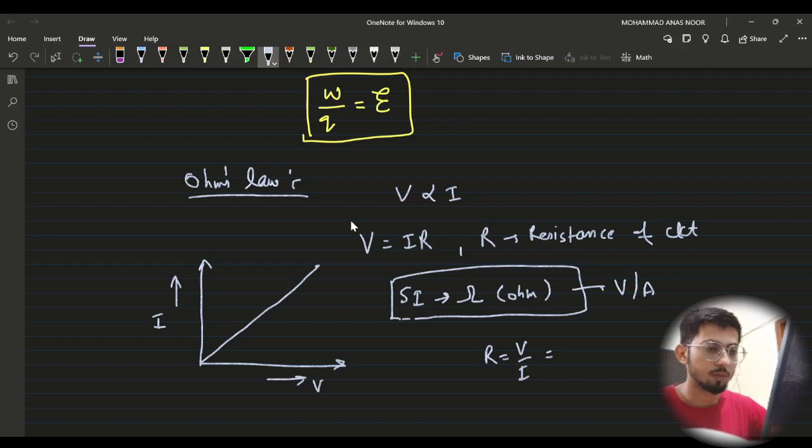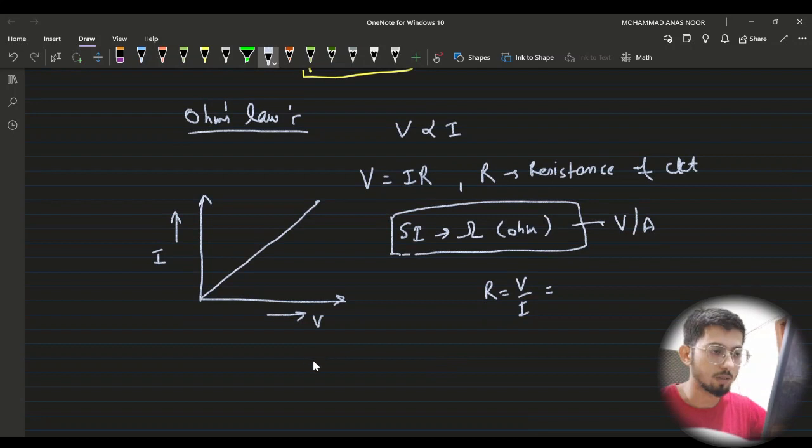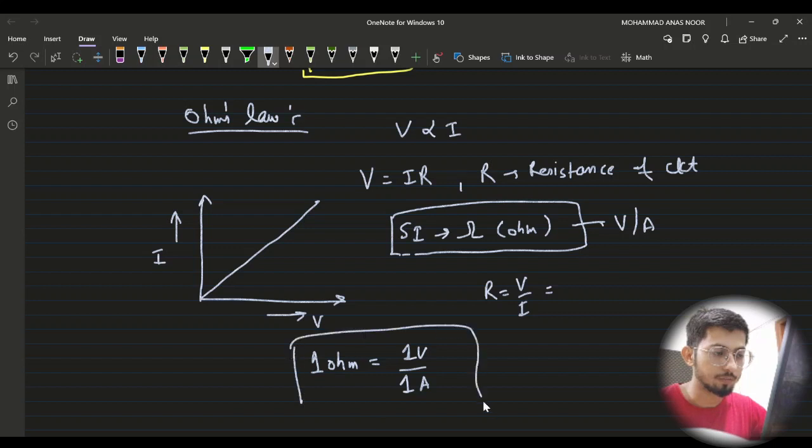So what do we say when we call something has a resistance of 1 ohm? 1 ohm means 1 volt upon 1 ampere. This is 1 ohm. So the resistance of a conductor is 1 ohm when a current of 1 ampere flows through it on applying a potential difference of 1 volt. That you already know.